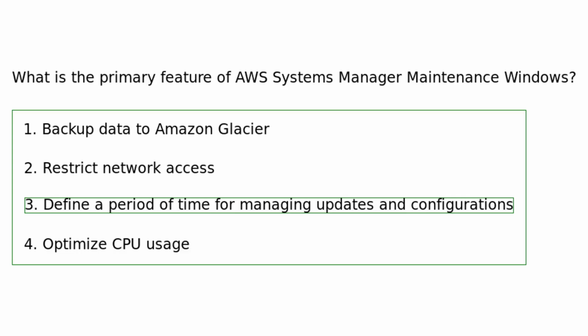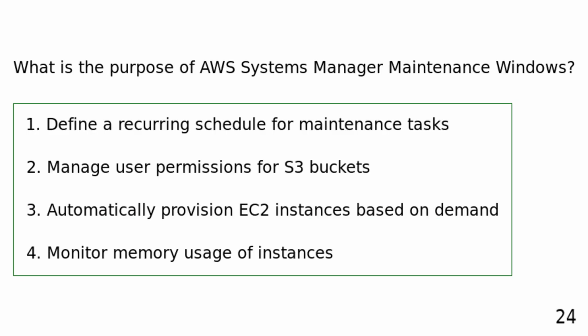AWS Systems Manager maintenance windows allows users to define a period of time for managing updates and configurations across a fleet of instances, ensuring that critical maintenance tasks are performed within the specified window. What is the purpose of AWS Systems Manager maintenance windows? Define a recurring schedule for maintenance tasks. Manage user permissions for S3 buckets. Automatically provision EC2 instances based on demand. Monitor memory usage of instances.